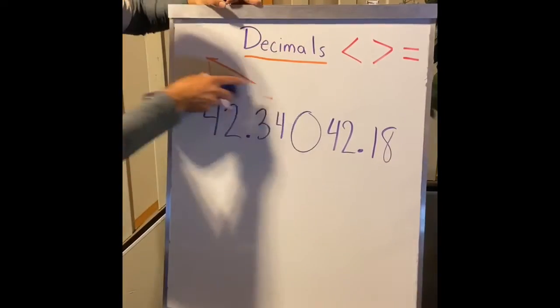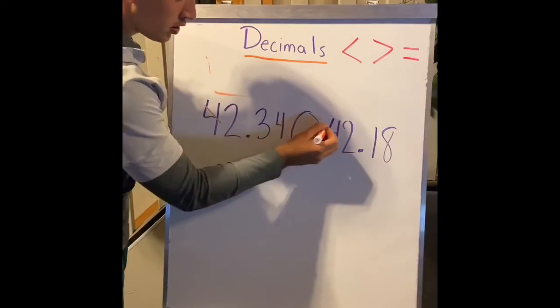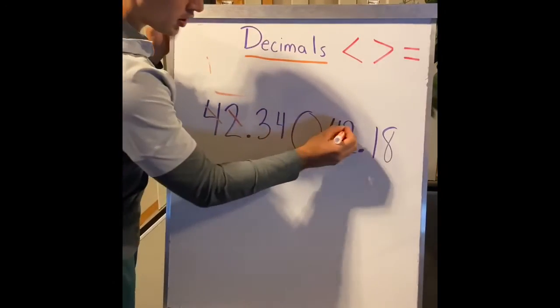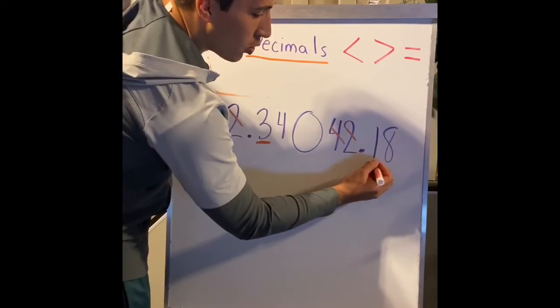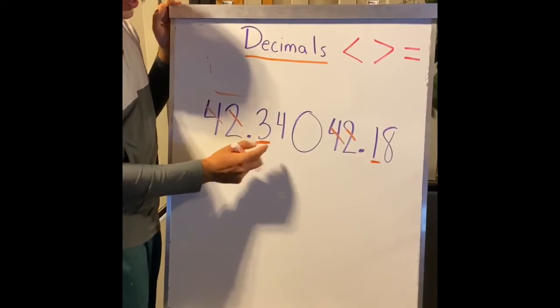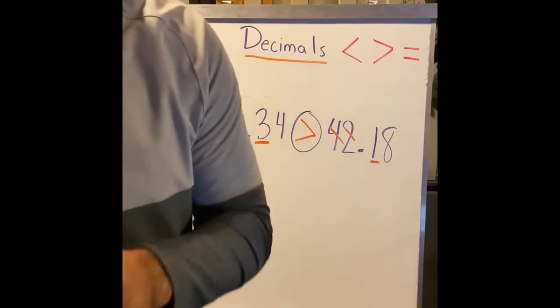So if you look at it, we both have 4 tens. We both have 2 ones. This one has 3/10. This one has 1/10. We know 3/10 is greater than 1/10.